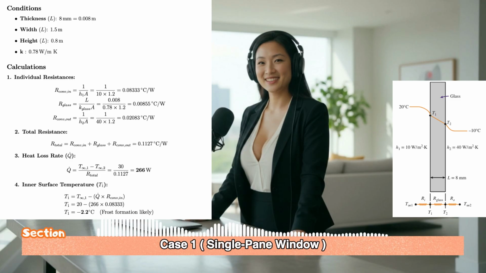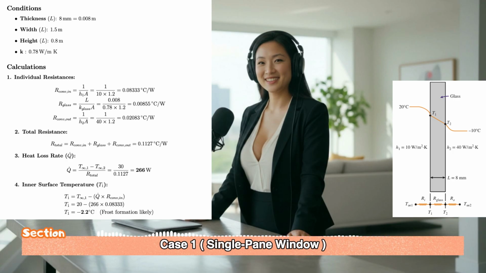And right here is the shocking engineering insight. Just look at those 3 numbers: 0.08333, 0.02083, and then the glass at 0.00855. The resistance of the actual solid glass is almost an order of magnitude smaller than the resistance of the air on the inside. The glass itself is a massive thermal bridge. It does almost nothing to slow the heat down compared to that thin layer of air clinging to the surface. The bottleneck isn't the glass, it's the air film.